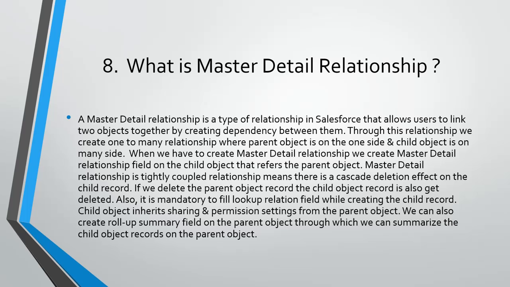A master detail relationship is a tightly coupled relationship, meaning there is a cascade deletion effect on the child record. If we delete the parent object record, the child object record also gets deleted. Also, it is mandatory to fill the master detail relationship field while creating the child record. The child object also inherits sharing and permission settings from the parent object. We can also create a roll-up summary field on the parent object through which we can summarize the child object records on the parent object.